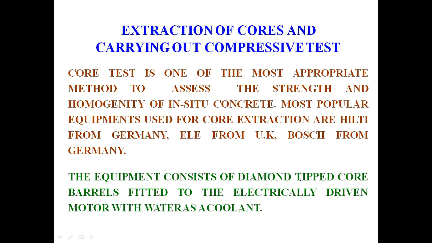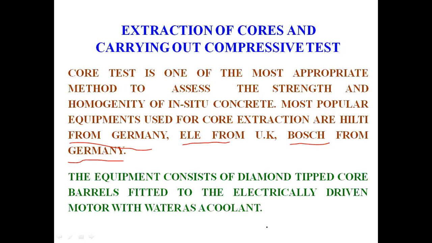Okay, so the most popular equipment used for core extractions are Hilti from Germany, Eliform from UK, and Bosch. We are all much aware of this company called Bosch from Germany. In India we are all using Bosch, which is majorly used to cut the core samples from the concrete elements. This equipment consists of a diamond tipped core barrel fitted to an electrically driven motor with water as a coolant.